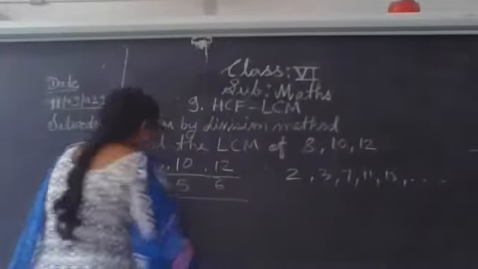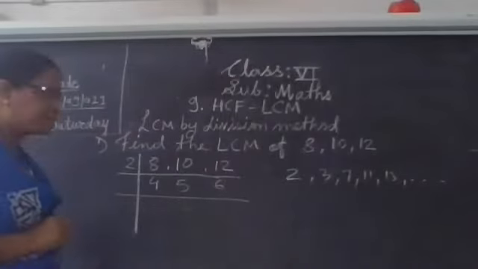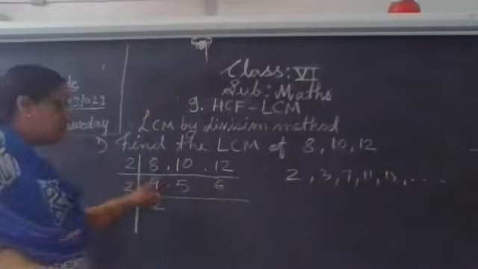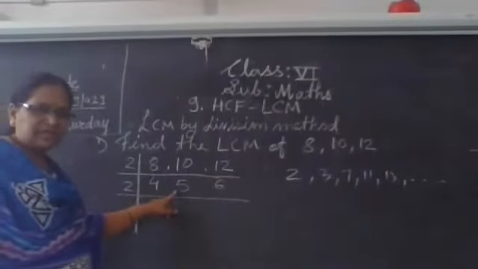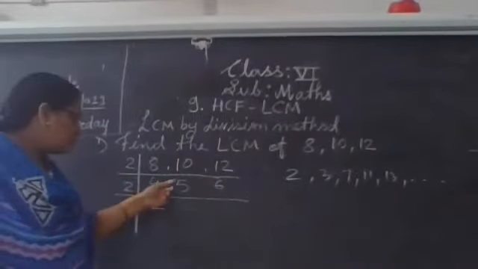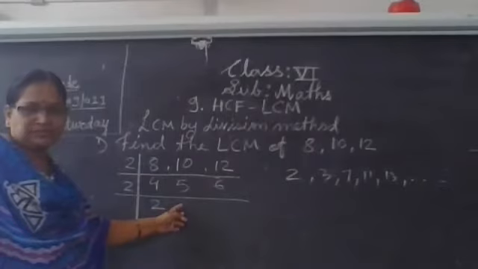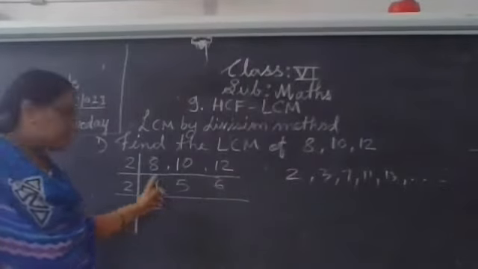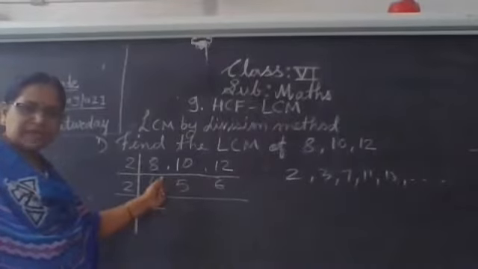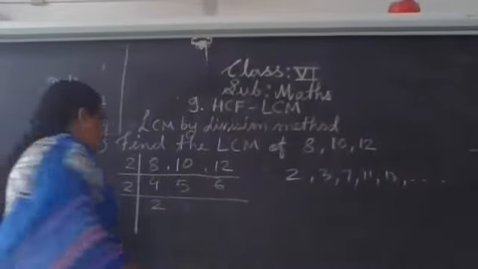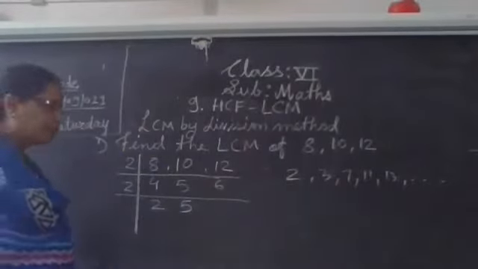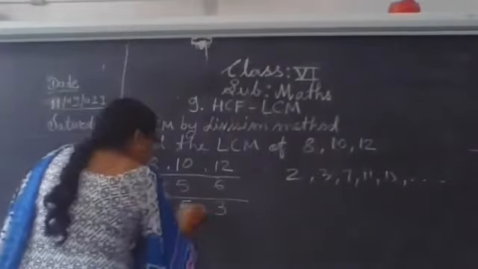Again, see beta, 4 and 6 are even. 2 twos are 4. Now, see beta, 5 is not a multiple of 2. So what to do? We will write the number as it is. 5 is not divisible by 2, so we will write 5 as it is. 2 threes are 6.